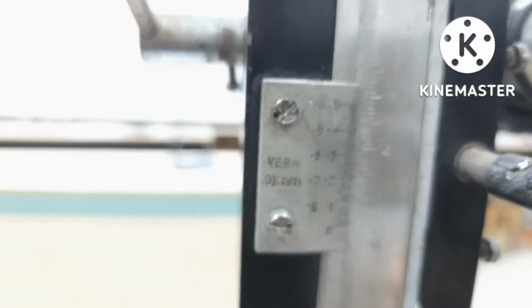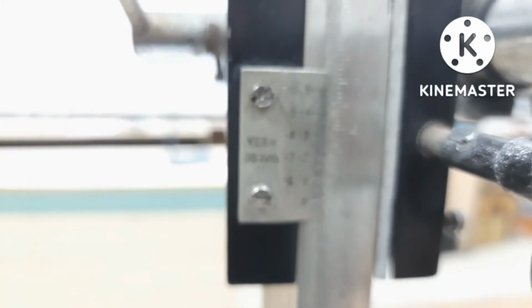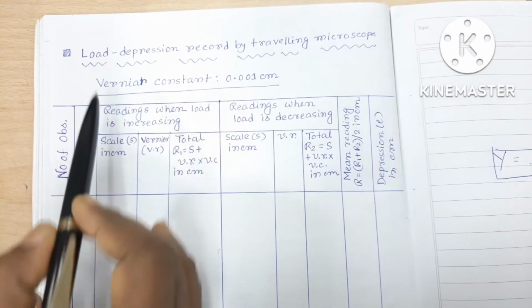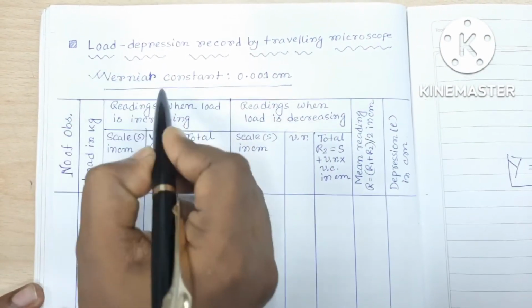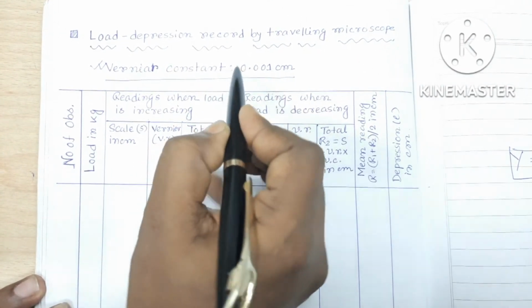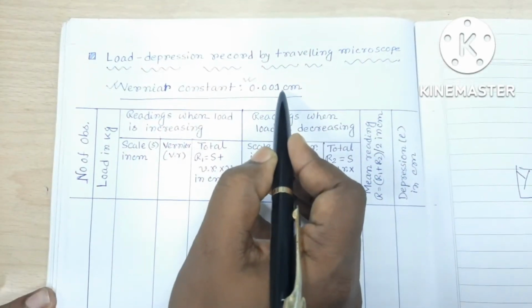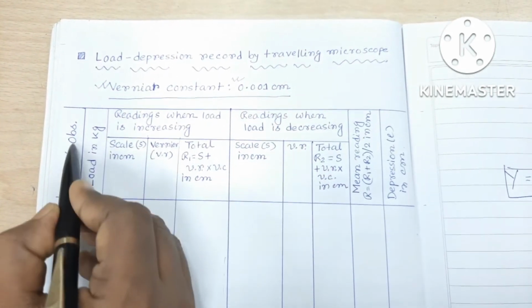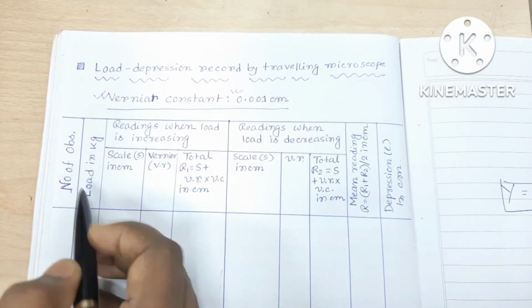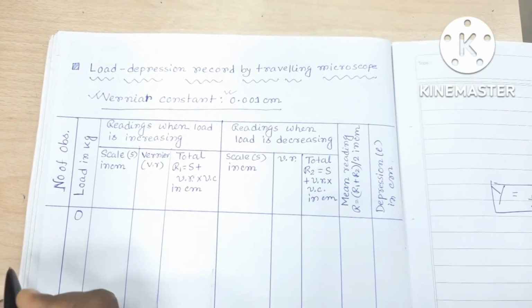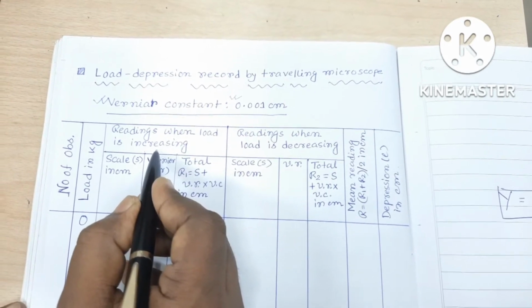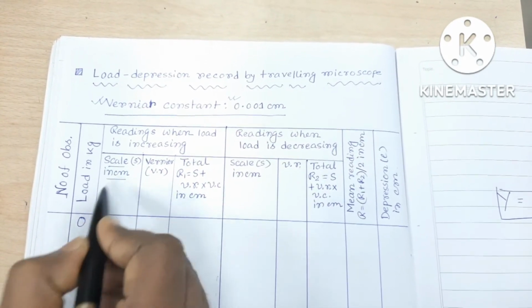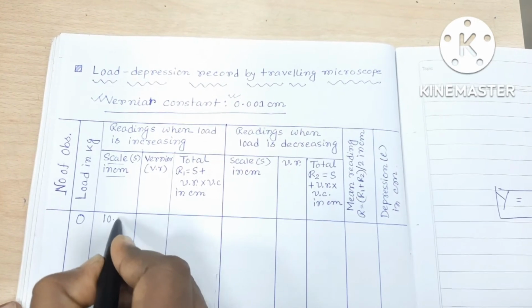Before taking the Vernier reading I would like to show you the table which you have to make before taking the data. This is the load depression record by travelling microscope. First of all you have to calculate the Vernier constant of the travelling microscope, which we have already calculated, which is 0.001 centimeter, and then the number of observations. First, load in kg: initially we do not have any load, so we can make it 0, and we have to take the readings as the load is increasing. Then the main scale reading in centimeter, which as we have seen is 10.4.